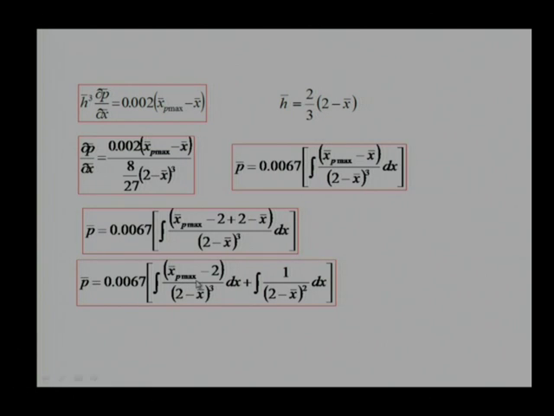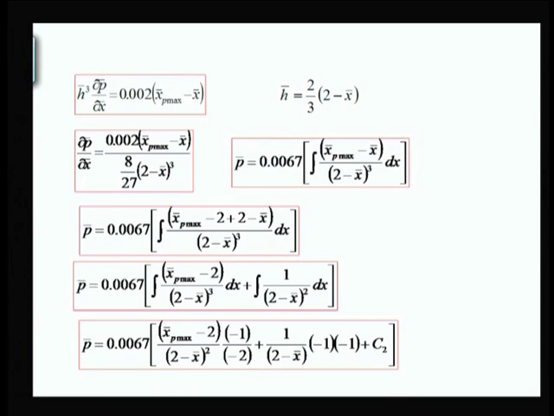This is x bar p max minus 2 divided by 2 minus x bar, and the whole bracket is cubed, while in this case 2 minus x is already there. So, that 2 minus x will be cancelled out, and the remaining term will be (2 minus x bar) to the power 2. Now, I can integrate this easily, and once we integrate, we get an integration constant that can be evaluated based on the boundary condition which we know.